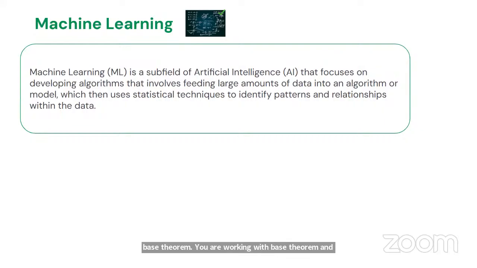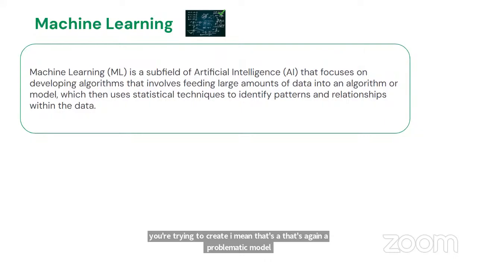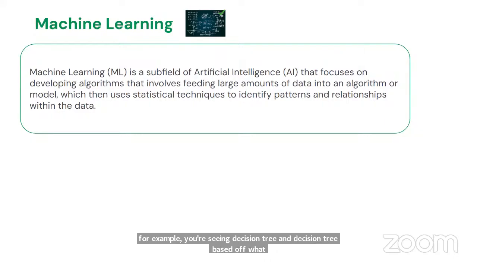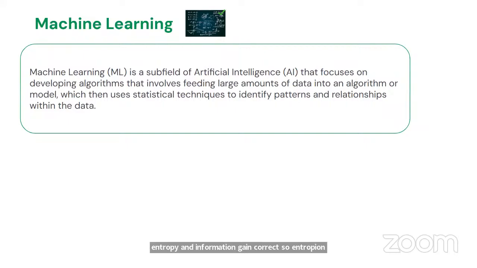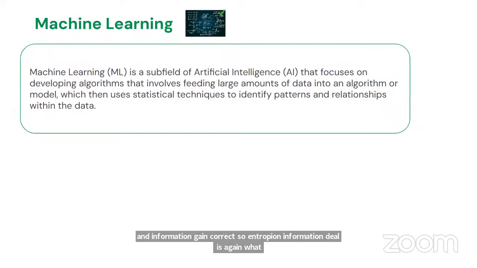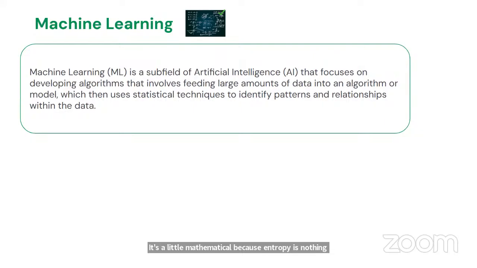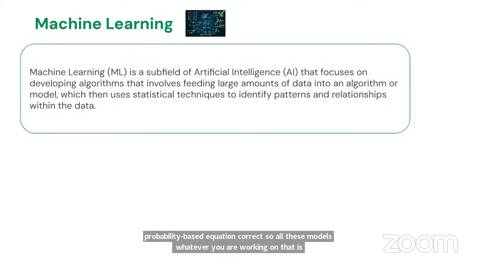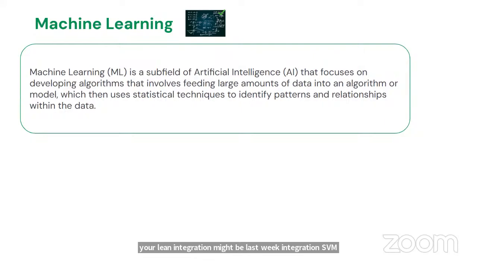Or for example, you are seeing decision tree. And decision tree is based on what? Entropy and information gain, correct? Entropy and information gain is again mathematical, because entropy is nothing but a degree of impurity. It's a probability based equation, correct? So all these models, whether linear regression, logistic regression, or SVM, which is also based on the equation of a line, equation of a hyperplane. All right. So all these are mathematical models.